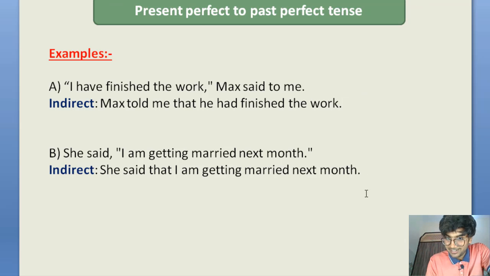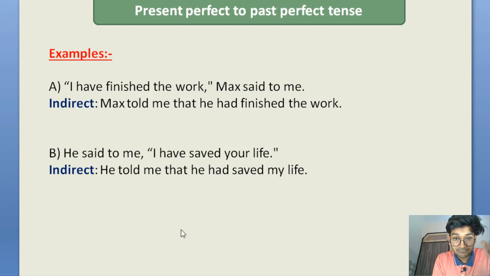Third, present perfect to past perfect tense. Example number 1. "I have finished the work," Max said to me. Present perfect tense. Max told me that, who is "I"? Is it me? No, that's not me. That is Max, third person pronoun. So "I" gets changed into "he". Max told me that he had finished, past perfect. He had finished the work.